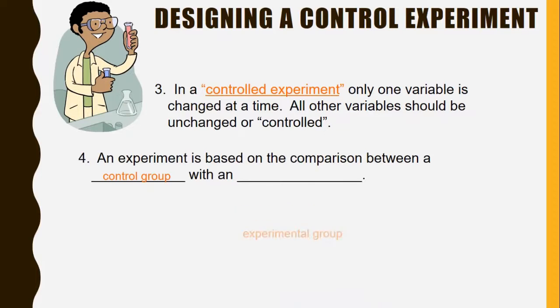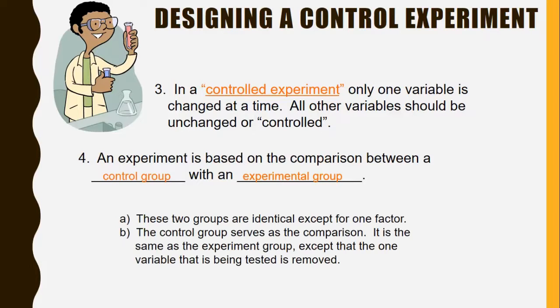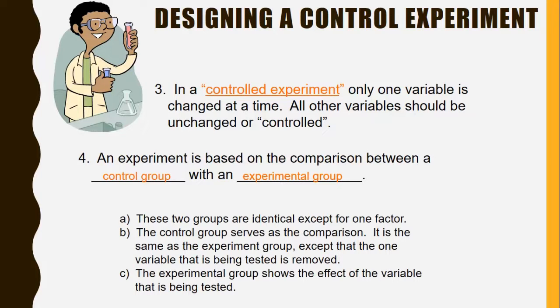So continuing, in a controlled experiment, only one variable is changed at a time. All other variables should remain unchanged or controlled. And there should be a control group and an experimental group. The two groups are identical except for one factor. The control group serves as the comparison. It's what I'm basing everything off of. If we don't have a control group, we have nothing to base it on. There's no baseline, no norm or normal occurrence or results.